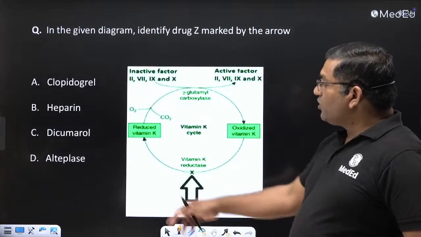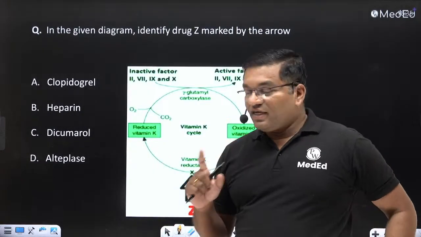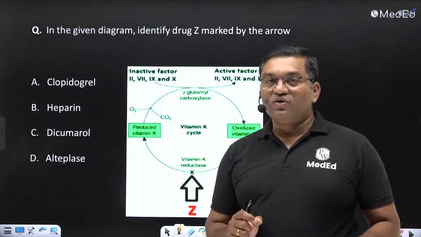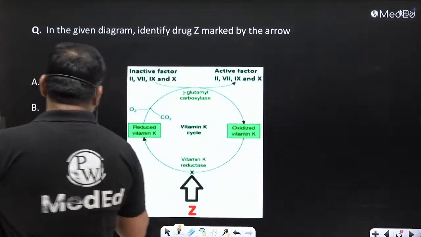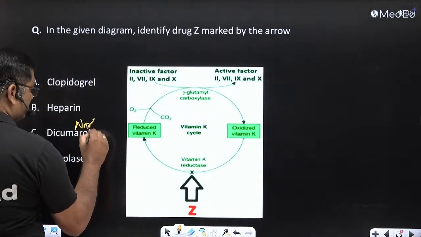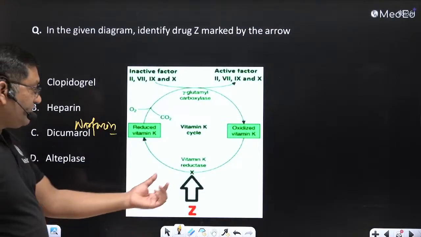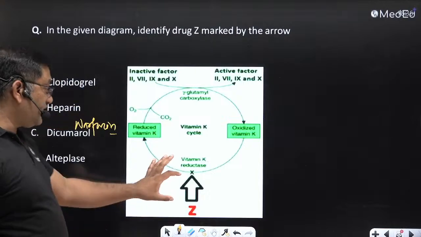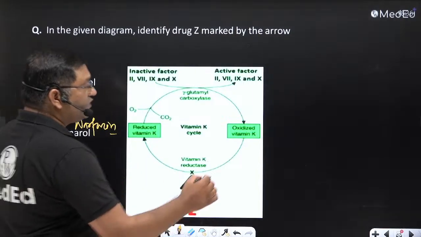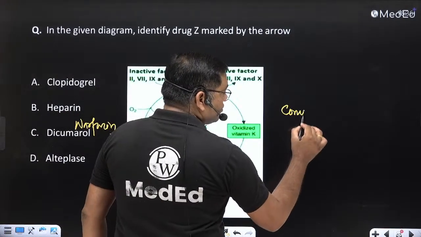See, dicumarol and warfarin are the oral anticoagulant drugs that inhibit the vitamin K epoxide reductase enzyme, and these are competitive inhibitors.